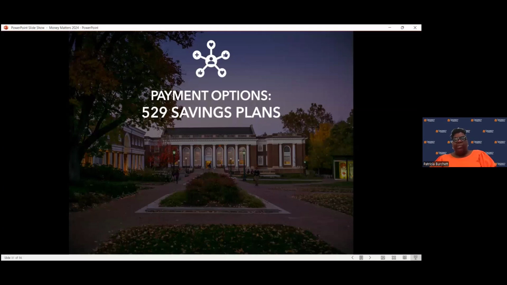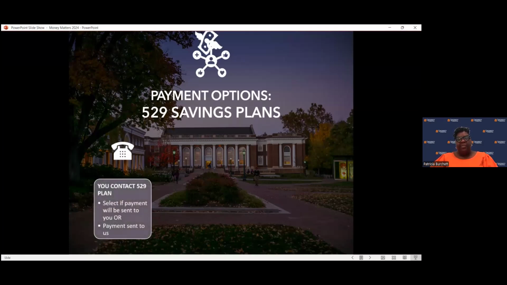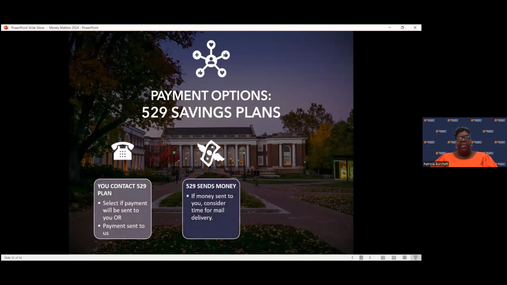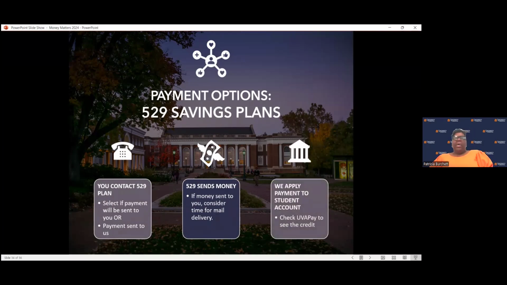Next I want to talk to you about paying your student charges using 529 savings plans. There are 2 types of 529 savings plans. The first one is the regular 529 savings plan, where you always have to reach out to whoever you have that plan with and tell them if you want the payment to be sent directly to you or sent directly to us.